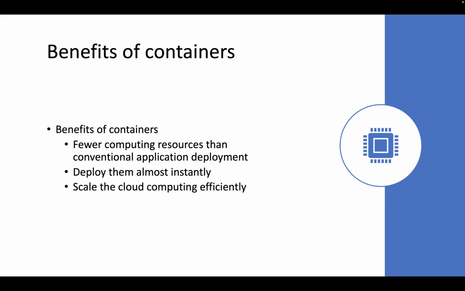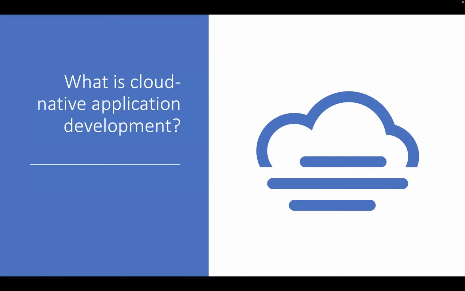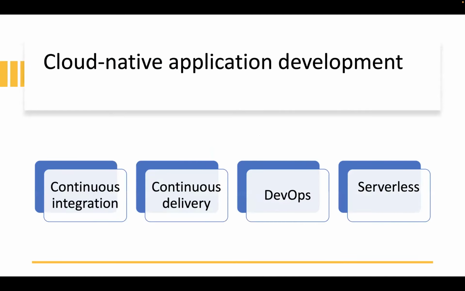And we can scale it efficiently. The Grab super app is there. We can build multiple apps frequently, and if anything happens, they can come back immediately, switch it off and recreate again. That's the beauty of containers. Okay, so now coming back to the developer's lens, what is cloud native application development?